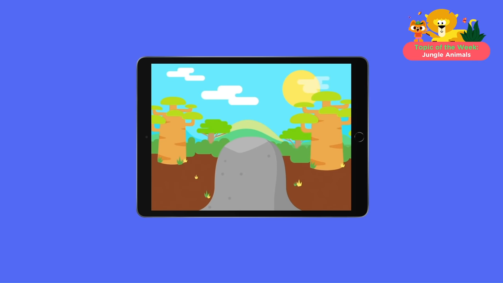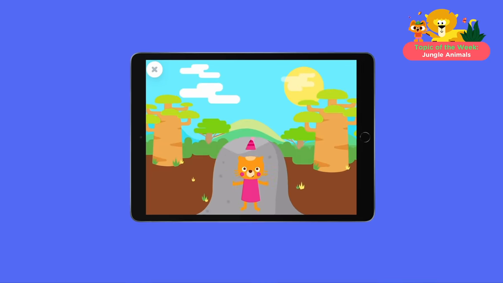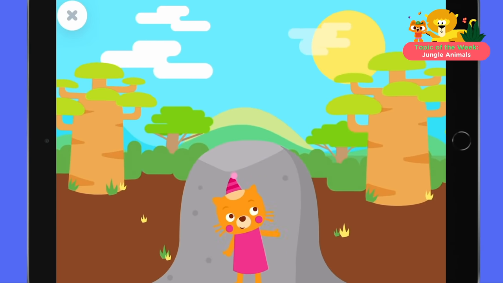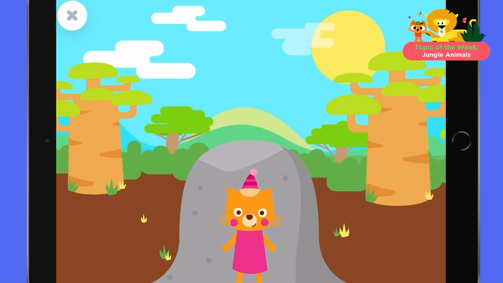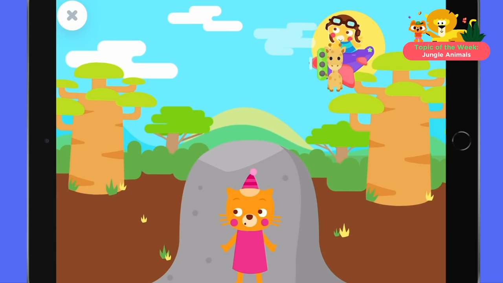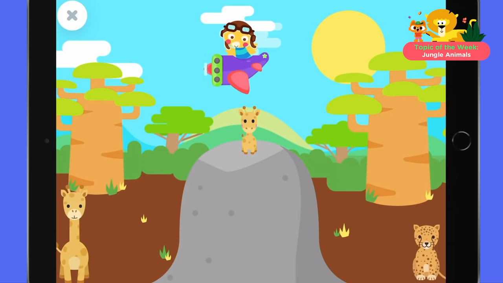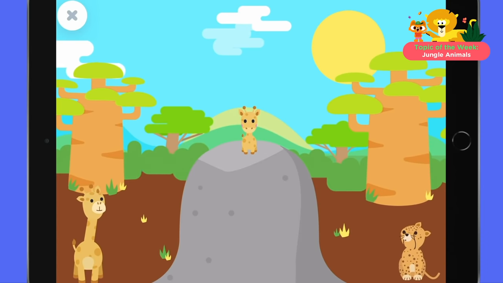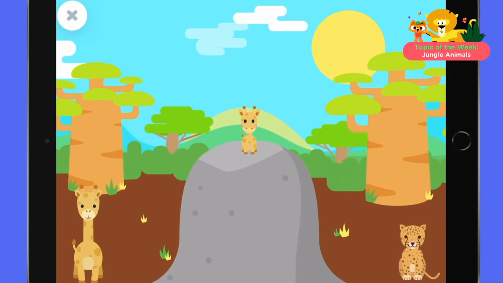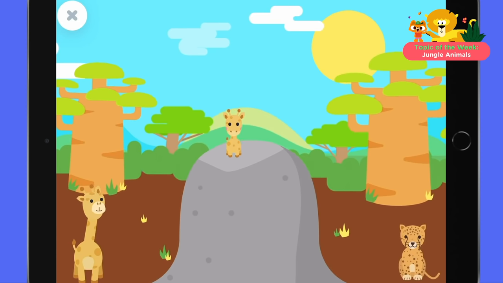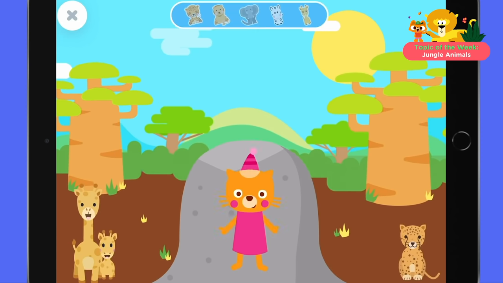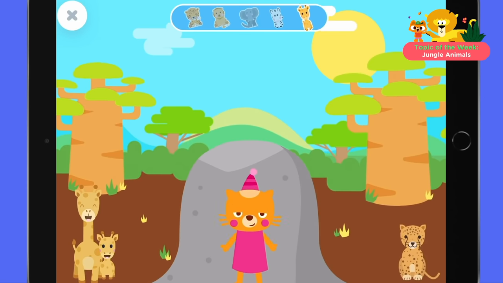Hi there. It's a hot day in the savannah. Look, there's Lisa. Let's say hello. Hello. Look, that baby is lost. Let's return it to its daddy, a giraffe. Thank you. They are so happy now.